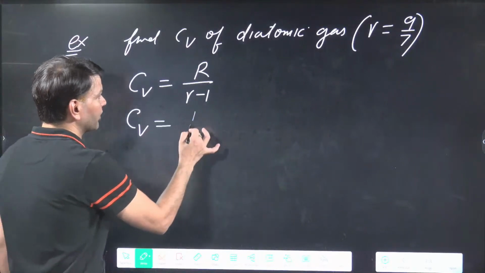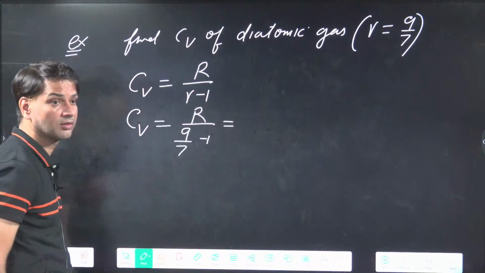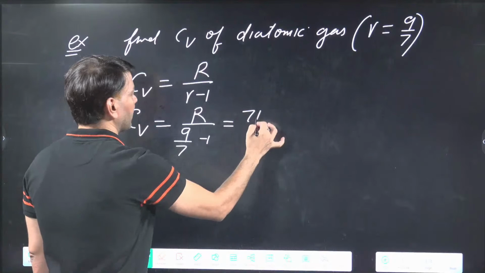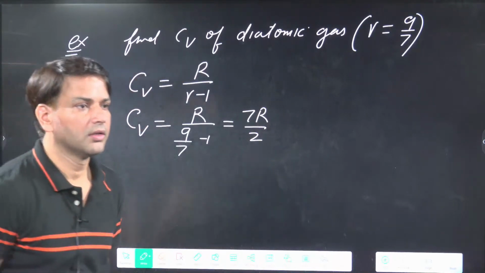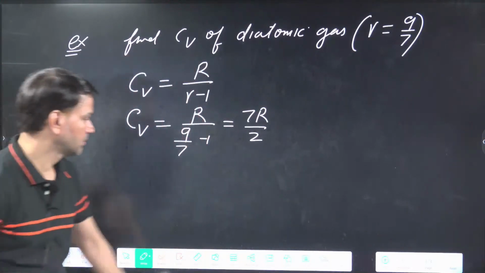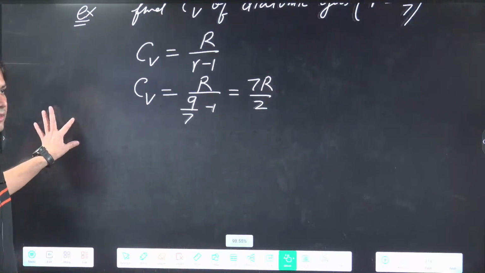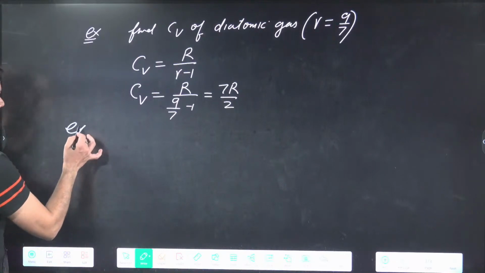So Cv is R upon gamma minus 1. You will get R upon 9 by 7 minus 1. So what you will get? 7R by 2. Okay. Understood? Completed? Okay. Next.